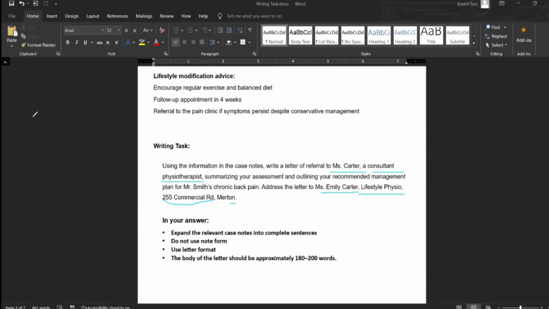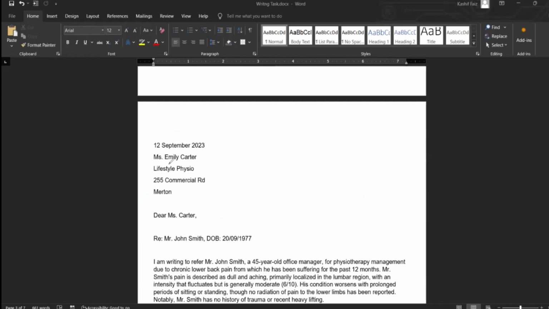So this is how you will always start your letter. You put the date at the top, the name, his or her title, whether lifestyle physio, cardiologist, whatever, and then the address, 25 Commercial Road, Merton. Now, Dear Mrs. Carter, always use the second name. Now, RE, you can also put REF, but RE is also fine. Mr. John Smith, date of birth 29 1977.